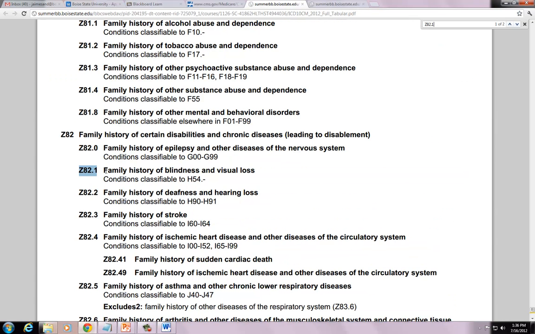So Z82.1, family history of blindness and visual loss. And then when you see this, conditions classifiable to category H54, that's talking about whatever that blindness or visual loss was in that original family member. So we get Z82.1, and we're done.